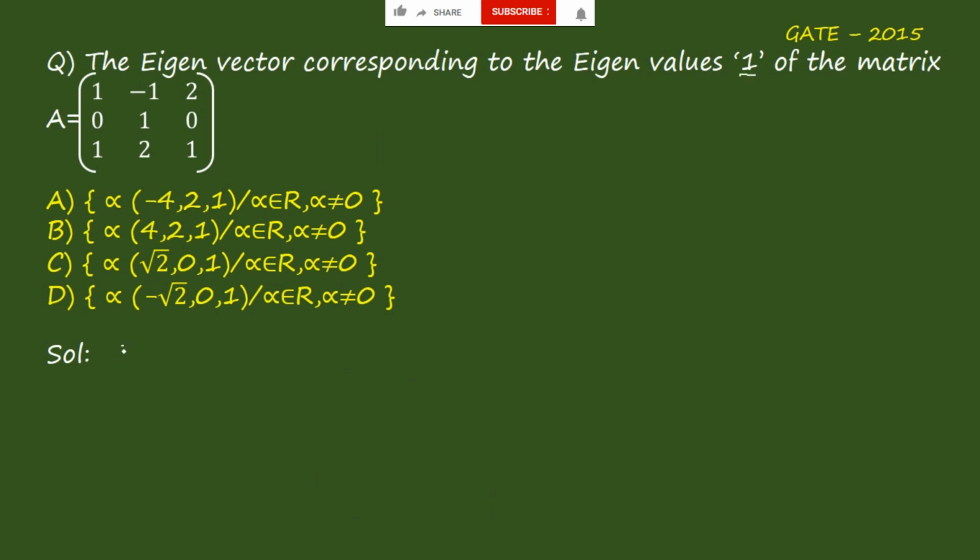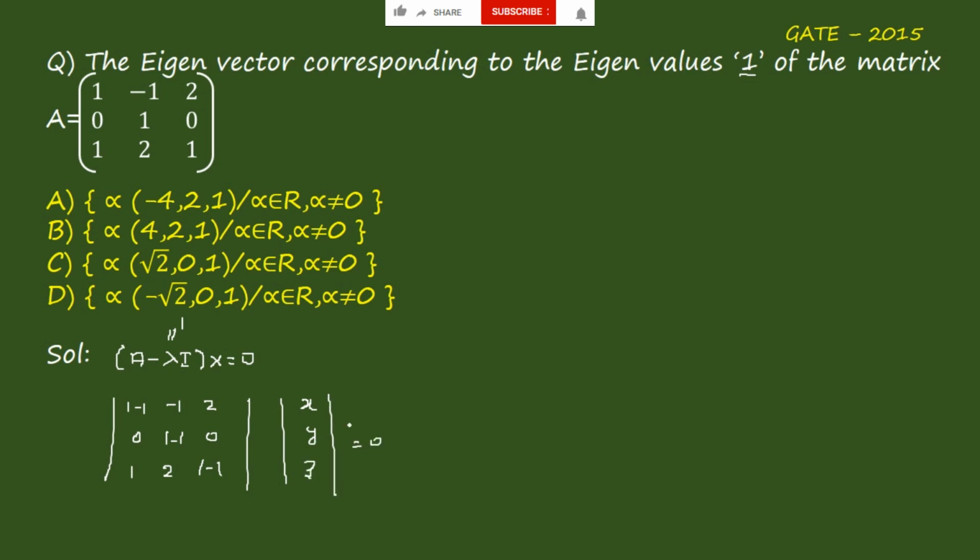For this we know that (A minus lambda I) x is equal to 0, right? And the lambda value is given as 1. You have to substitute it and get the x values. So just substitute it. We get the matrix with rows 1 minus 1, minus 1, 2; 0, 1 minus 1, 0; 1, 2, 1 minus 1. Now coming to the x values, it's nothing but x, y, and z, which is equal to 0.